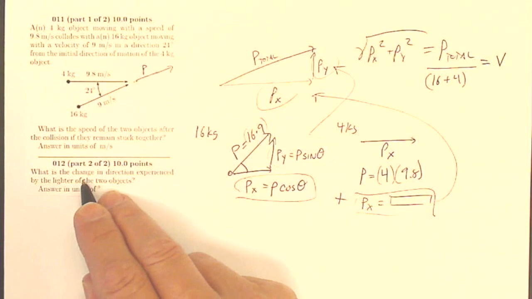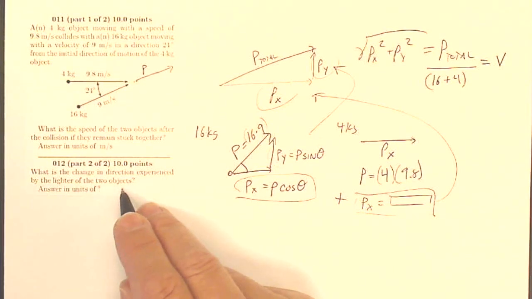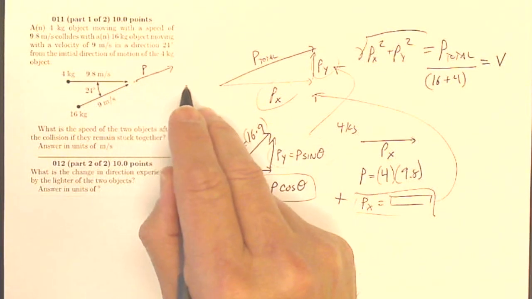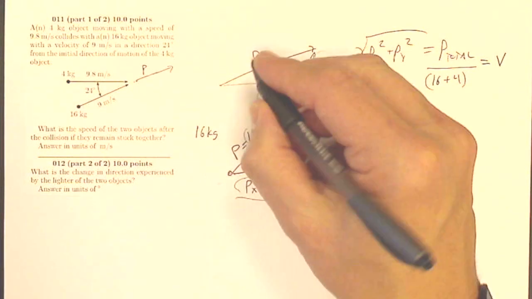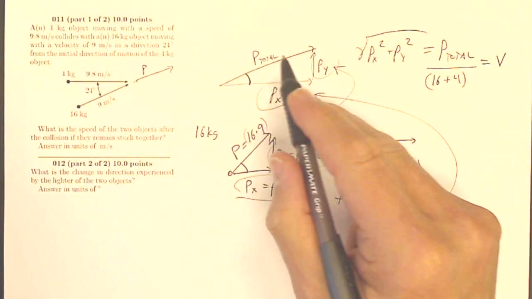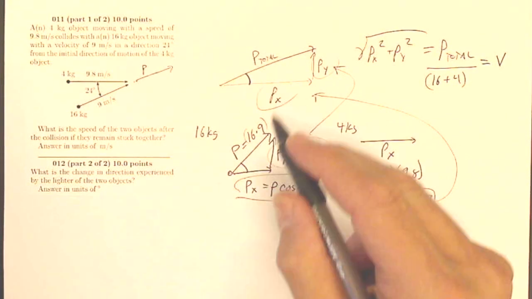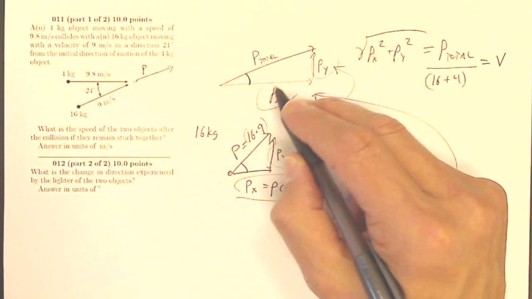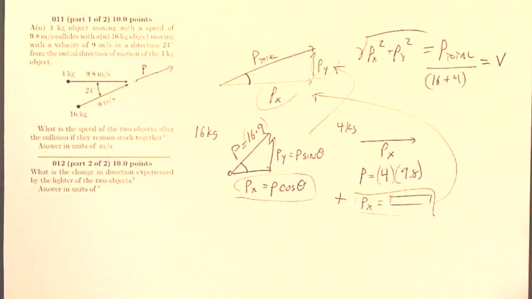The second one says, what is the change in direction experienced by the lighter of the two objects? Well, the lighter of the two objects was moving to the right, and now it's moving up here. So really, I'm looking for this angle theta. I can do that with an inverse sine with these two, an inverse cosine with these two, or an inverse tangent with these two. And I will leave that to you.